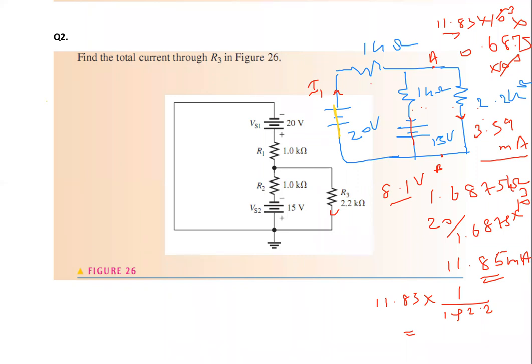I can redraw this circuit again, something like this. This is 1 kilo ohms. This is 2.2. This is 1 kilo ohms. So this is 15 volt. Now the current should flow through this side, that means the opposite side, like this. Now, guys, what will happen? What will be the total resistance here?